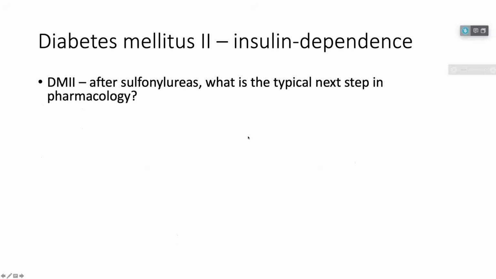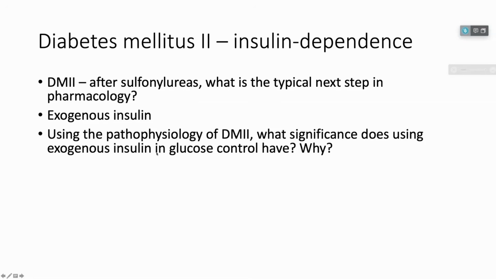So after sulfonylureas, what typically is the next step in pharmacologic management? After sulfonylureas, the pancreas is dying, so you go to insulin. Yeah, usually you go to insulin. Again, there are all these second and third line things, and maybe there's something else, but in general, these are the typical steps. So you start to give them exogenous insulin.